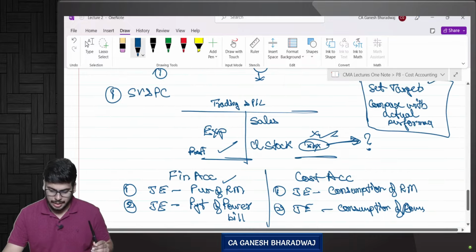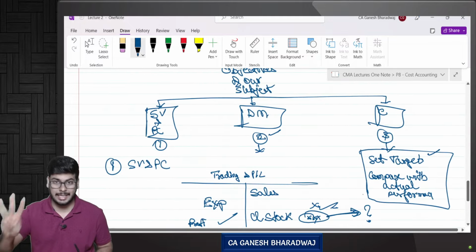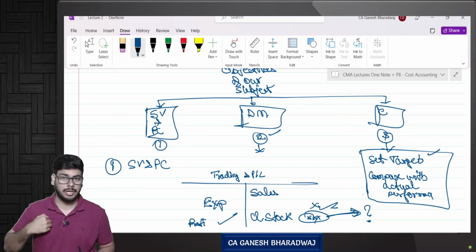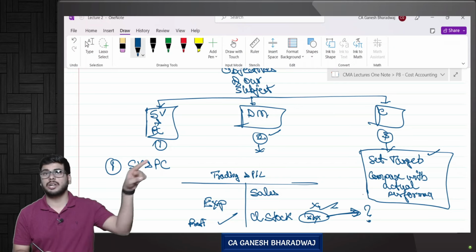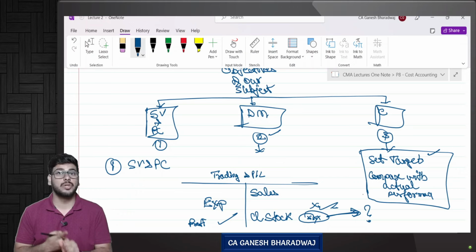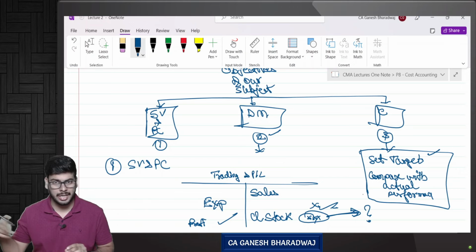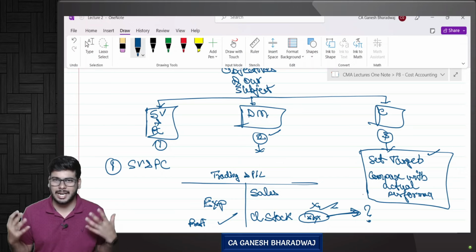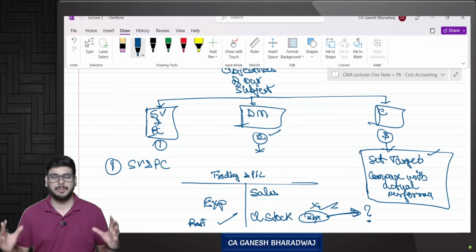So broadly, our subject has three objectives. Stock valuation, profit computation. I told you stock is valued under cost accounting, not under financial accounting. Number two, decision making. What is decision making? Choosing between multiple alternatives in a very broad sense, and in layman language, choosing between multiple alternatives.